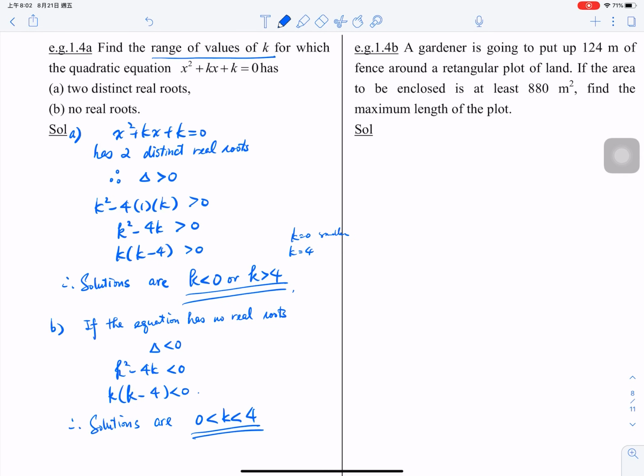So this time, after you know about the quadratic inequalities, all different questions about the quadratic equations, two distinct real roots, repeated roots, or no real roots, you can solve it now. Okay?